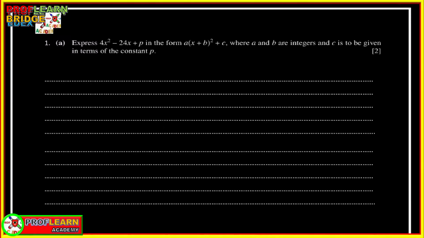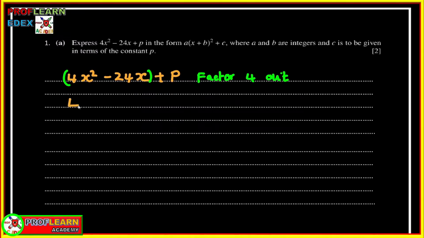So the first thing we need to do here is write the equation the way it was, and group the first two terms so that I can factor 4 out. Once I've factored 4 out, I'll have 4 into x squared minus 6x plus p. At this point, I'm going to complete the square inside the bracket. I'll take half of the number 6 that we have there, then subtract this 3 and square it.